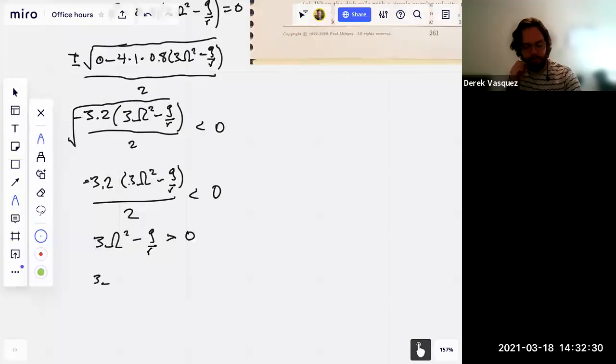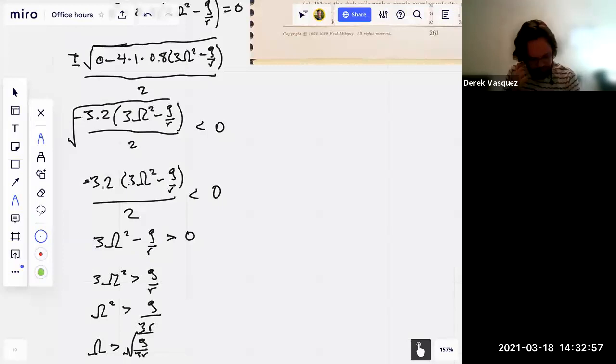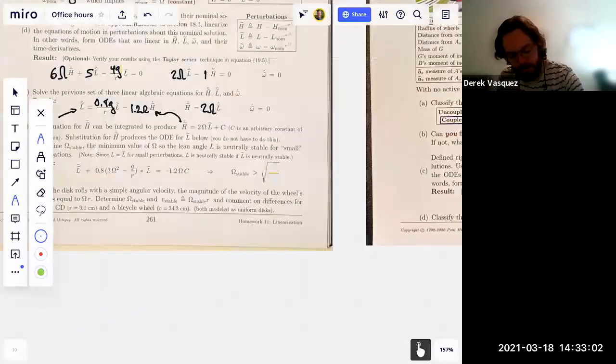And so then we have 3 omega squared is greater than g over r. Omega squared greater than g over 3r. And omega greater than the square root of g over 3r. Okay. And that's what we have here. Omega stable is greater than square root of g over 3r.